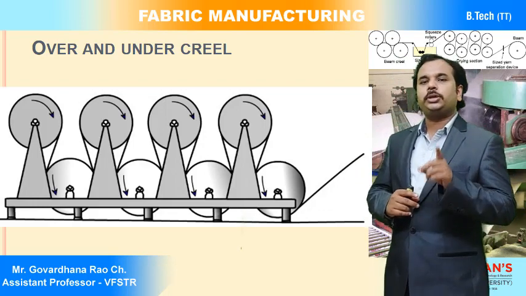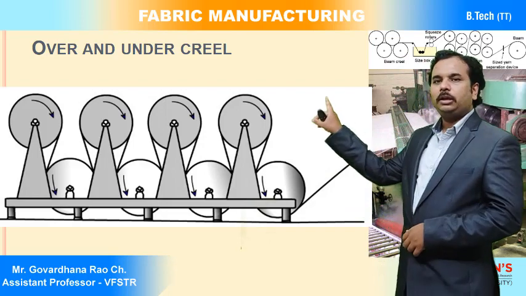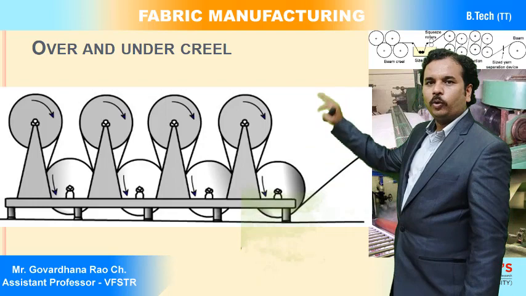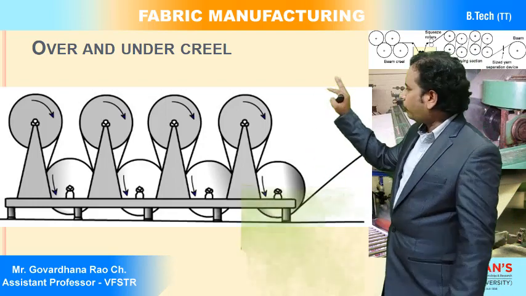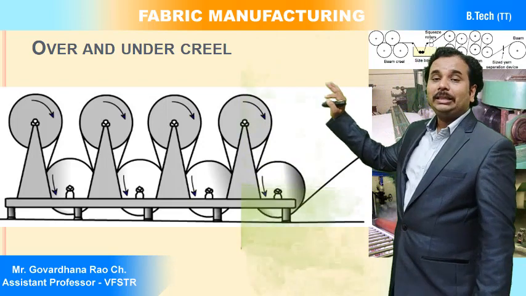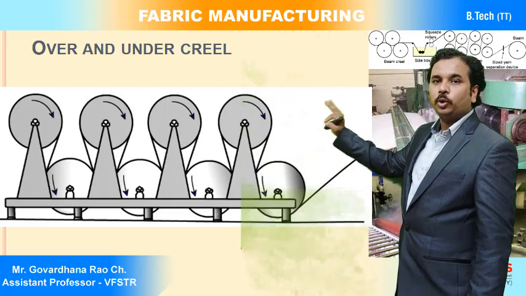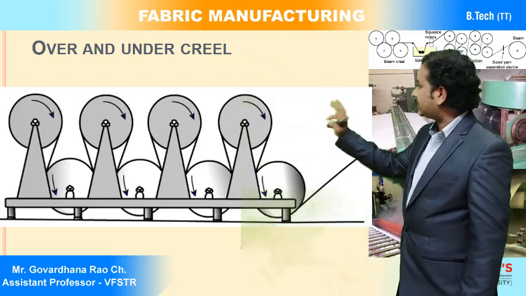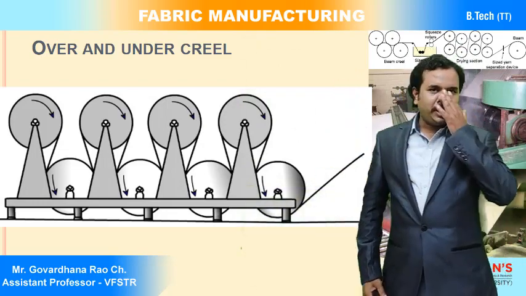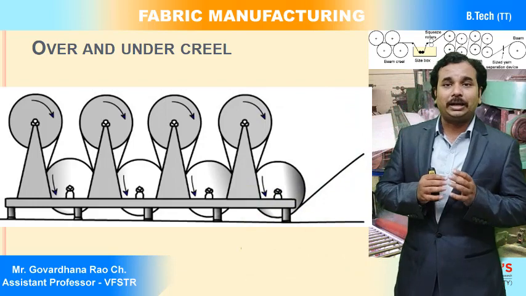Warpers beams are kept in the creel over and under, top side and bottom side, over and under creel. So why are we calling it over and under creel? Because the beam arrangement in the creel section is one above, one below. That is why it is called over and under creel.